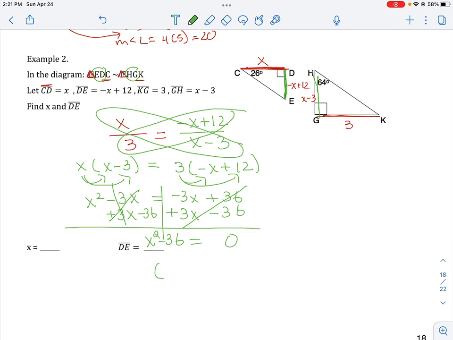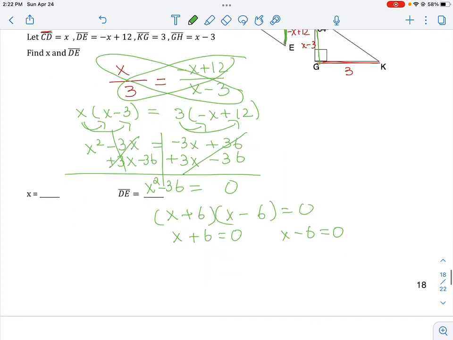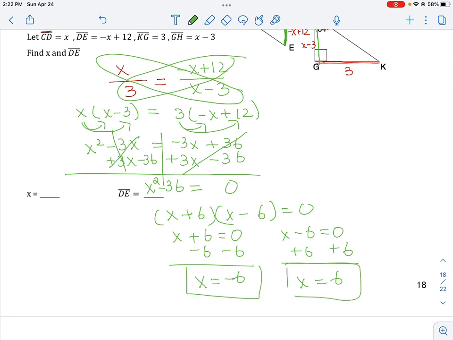So this is our difference of squares, if you remember. X, one's a plus, one's a minus, 6 and 6. And the only way it can be 0 is if x plus 6 equals 0, x minus 6 equals 0. And let's go ahead and solve. So minus 6. So I have x equals negative 6. Here, plus 6. So I have x equals 6. And then those are my two x's.